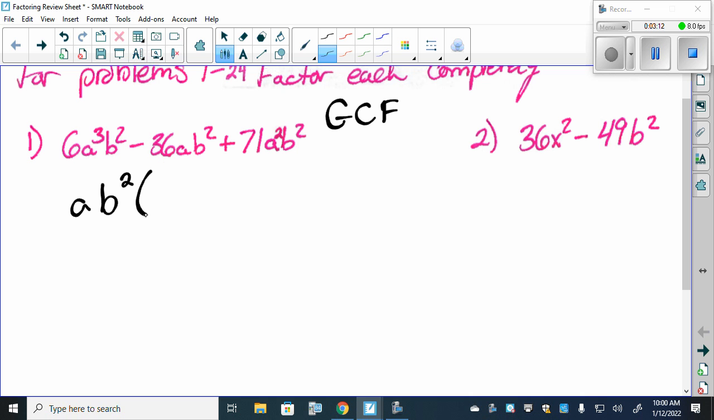Now, ab squared factored out of 6a cubed b squared, we'd still have the 6a squared, because a cubed, if we remove 1, will be a squared. Minus, well, the 36 will stay the same, the negative will stay the same, but a and b squared will both be factored out completely. Plus 71. If we factor an a out of a squared, we're left with a, and b squared factors out completely.